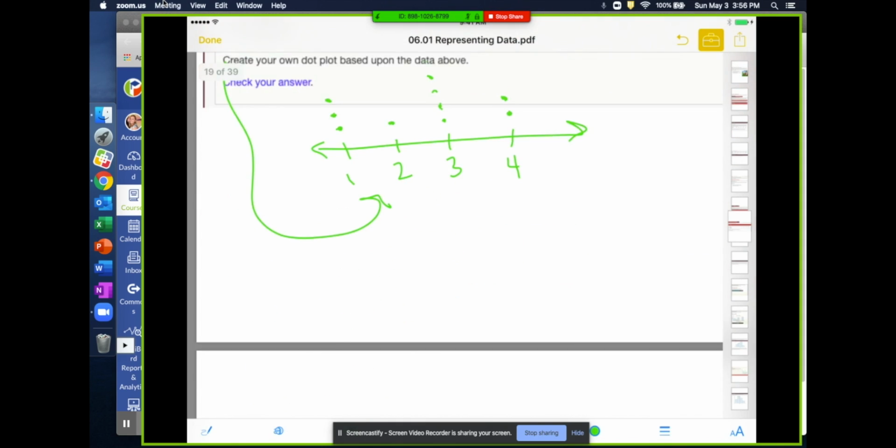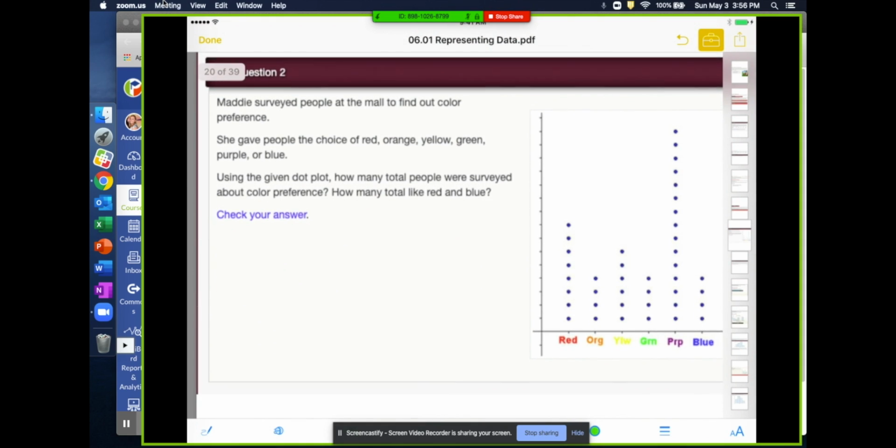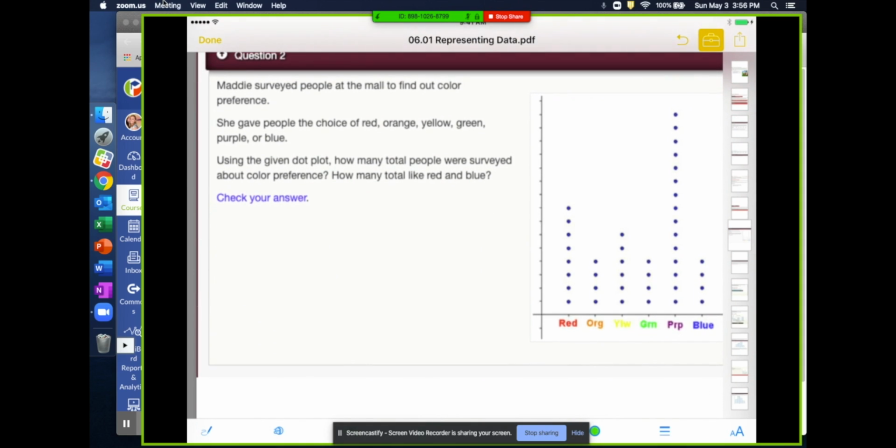And then here we have question 2, which has a dot plot for us. It says Maddie surveyed people at the mall to find out their color preference. She gave people the choice of those, as you can see. Use the given dot plot. How many total people were surveyed about color preference? So the dots represent a person because it's about frequency. So I'm just going to count them up.